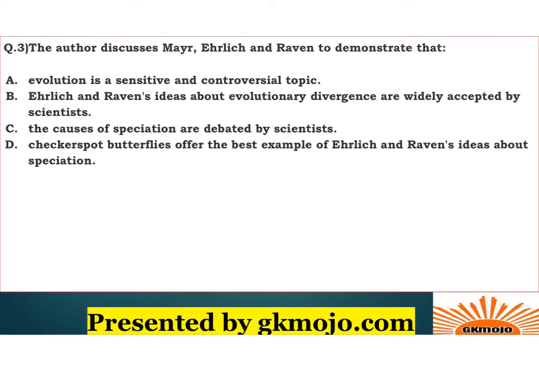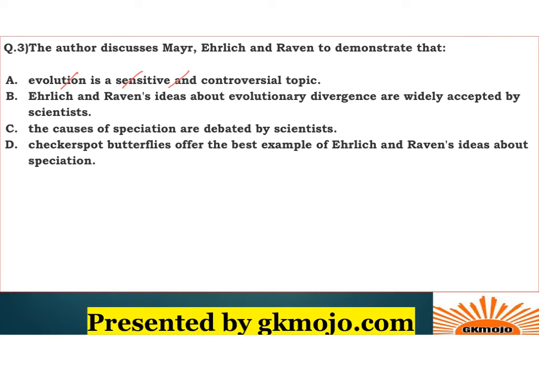Let us have a look at question number 3. The author discusses Mayer, Ehrlich and Raven to demonstrate that. So why did the author mention all 3 of them? You have to get into the head of the author to know this, right? So this is pretty common sense. Let us go through the options. A, evolution is a sensitive and controversial topic. So what? If something is sensitive and controversial, do you need 3 scientists to demonstrate it? No. So this option is eliminated.